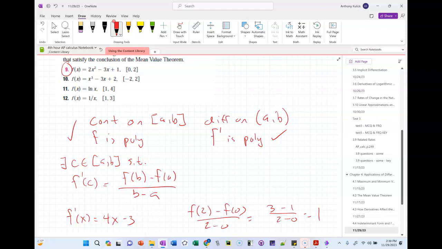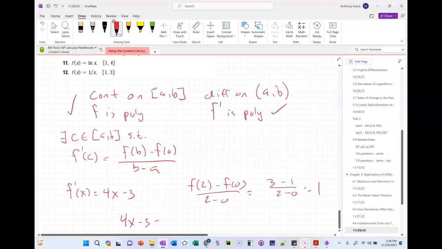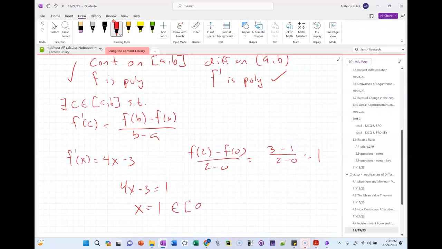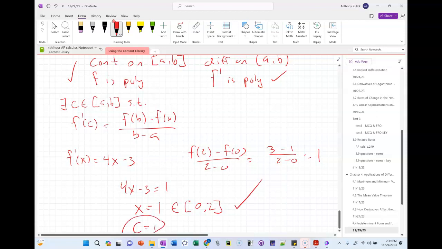Everybody okay there? So I'm just solving that. So x is equal to 1. Is that on 0 to 2? Sure is. That's my c. Done. How could this be worse? The derivative is nastier, the solving could be nastier, but that's the gist of it. It's a representatively easy mean value theorem problem.